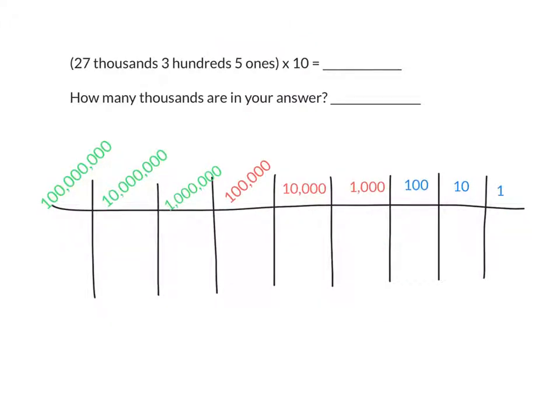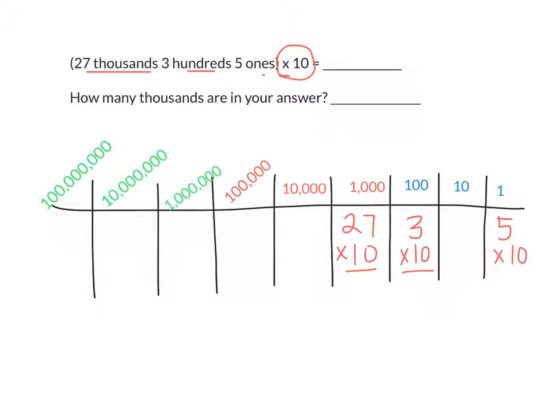We might see lots of different units that we all have to multiply by 10. The parentheses tells you that we're multiplying 27 thousands by 10, we're multiplying 300s by 10, and we're multiplying 5 ones by 10. So we're going to start by writing all these numbers in the place value chart. We have 27 thousands, so go ahead and put 27 in the thousands column. We have 300s, so put that in the hundreds column. And we have 5 ones, so go ahead and put that in the ones column.